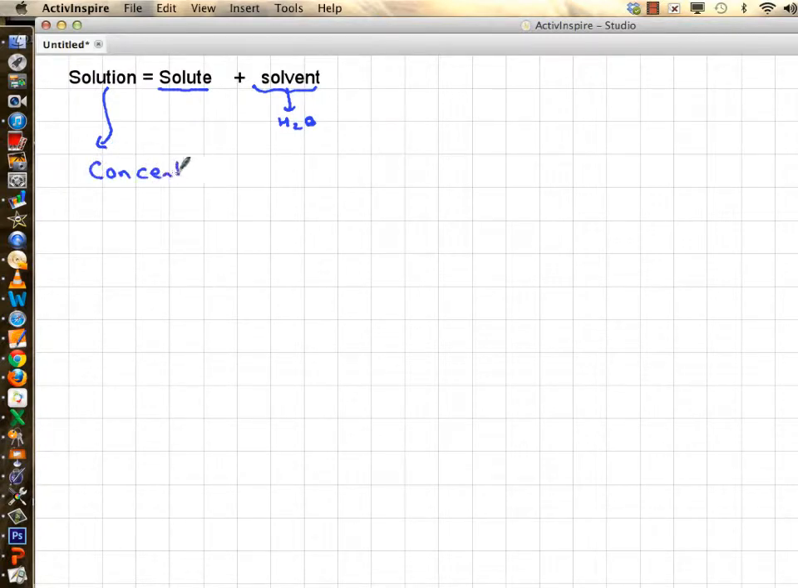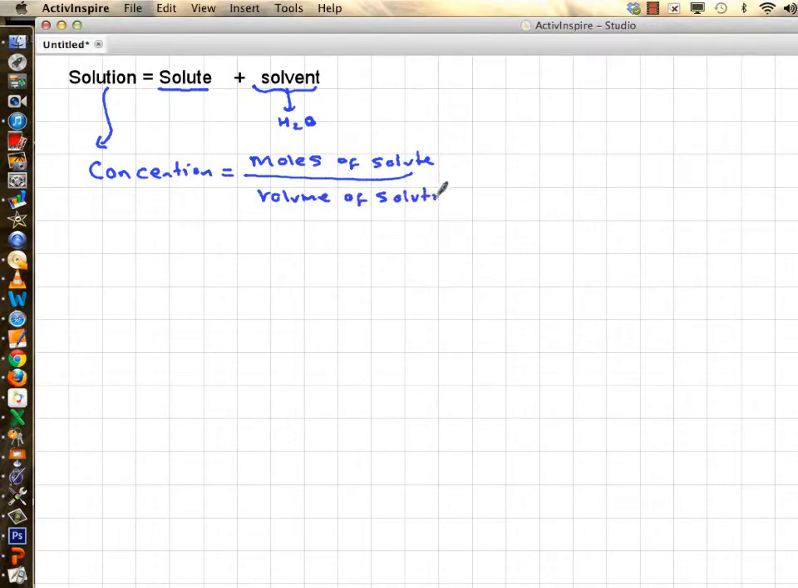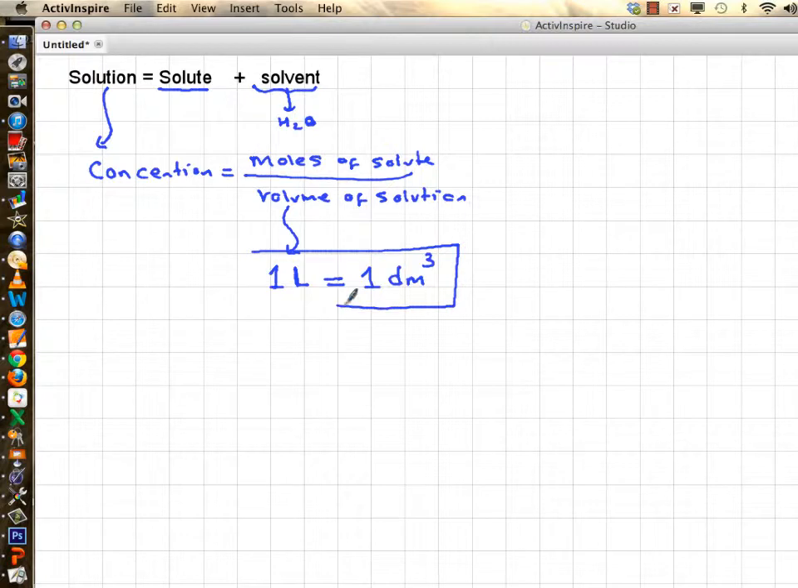Now, solution has a property which is concentration. Concentration is simply moles of solute over volume of solution. Now, the way I learned chemistry, volume was liters, but IB doesn't like liter. Instead, what they use is decimeter cube, sometimes called dm cube. So I want to stop for a second and just dissect this and make sure that from now on we are going to use dm cube instead of liters.